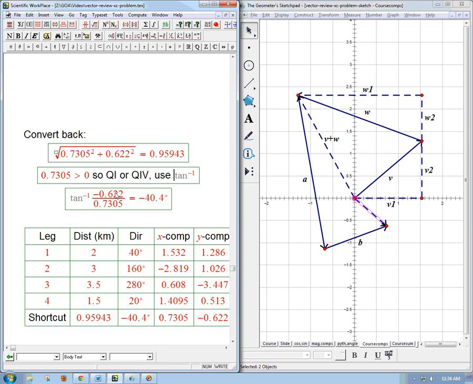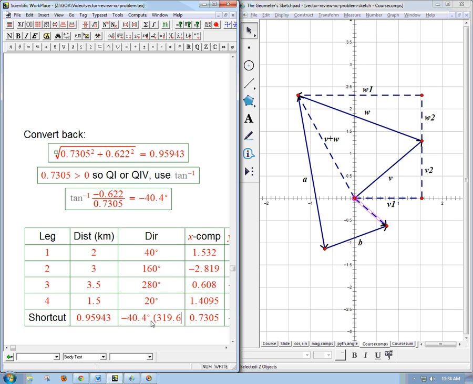Inverse tangent of the opposite over adjacent, or the y over the x, the v2 over v1, and you get minus 40.4 degrees. If I wanted to, I could convert that to a positive, like 319.6, I guess. So that's equivalent to 319.6, but negative's fine too. And that's the way it's going to come out of a calculator. So it turns out the shortcut is you walk almost 1 kilometer in the minus 40.4 degree direction.